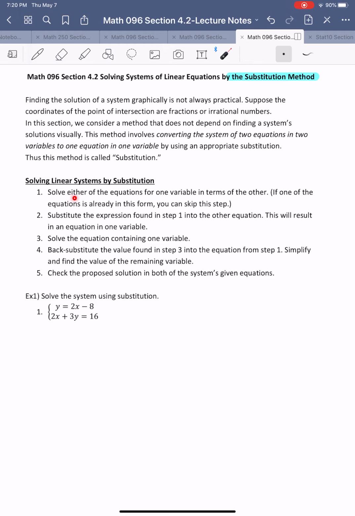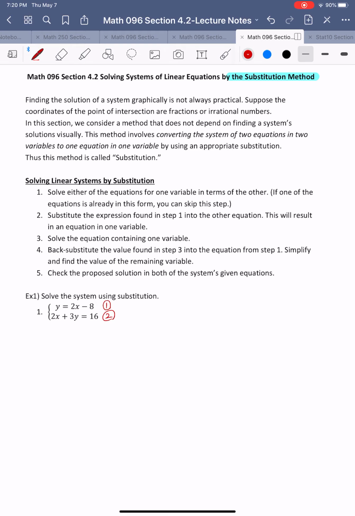Number one, solve either of the equations for one variable in terms of the other. If one of the equations is already in that form, you can skip step one. Then substitute the expression found in step one into the other equation. This will result in an equation in one variable. Then we solve the equation like in chapter 2, using the properties of solving equations. Then back substitute the value found in step 3 into the equation from step 1. Simplify, and find the value of the remaining variable. And then check the solution, of course. Make sure that you got the right solution, okay? So we have to actually check it.